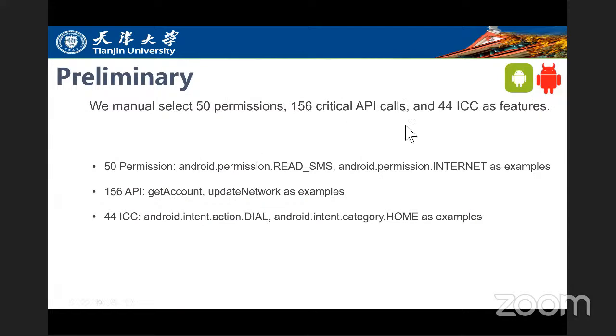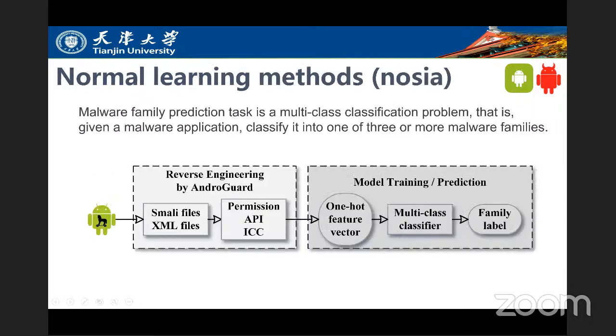We manually select permissions, critical API calls, and ICC as malware features. All these features are available on our GitHub. We formulate our task as a multi-class classification problem. At first, we will do some experiments with the normal learning method, that is, no Siamese network. Malware applications are represented as a one-hot feature vector after reverse engineering, and then they are sent into a machine learning classifier for training and testing.